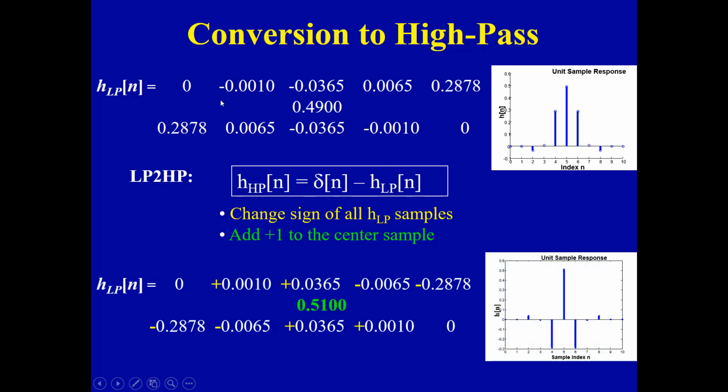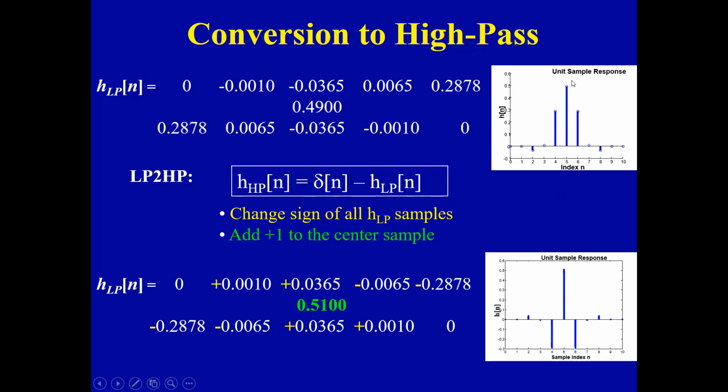So doing that changes the minus 0.001 to plus 0.001. The minus 0.0365 becomes plus 0.0365. Also the center sample, the plus 0.49 in the center, becomes minus 0.49. When we add 1 to that, we get a positive 0.51. So that's where we have this adding 1. We do that after we change the sign. And all the other values have their signs changed relative to the low pass.